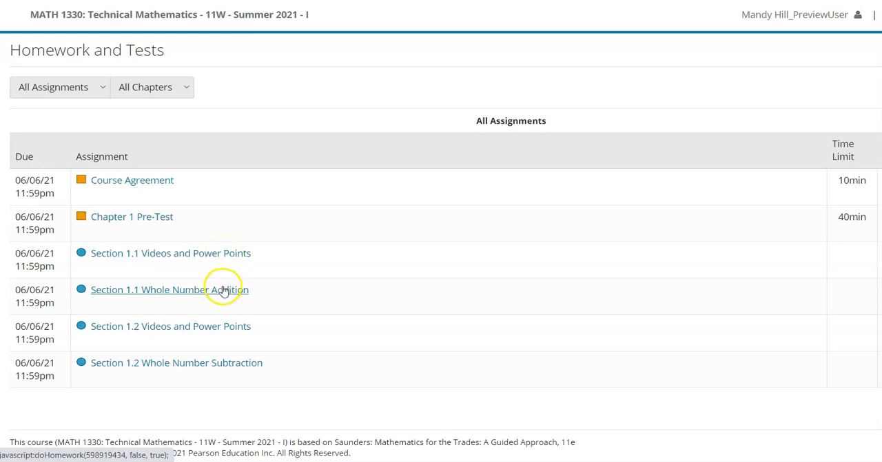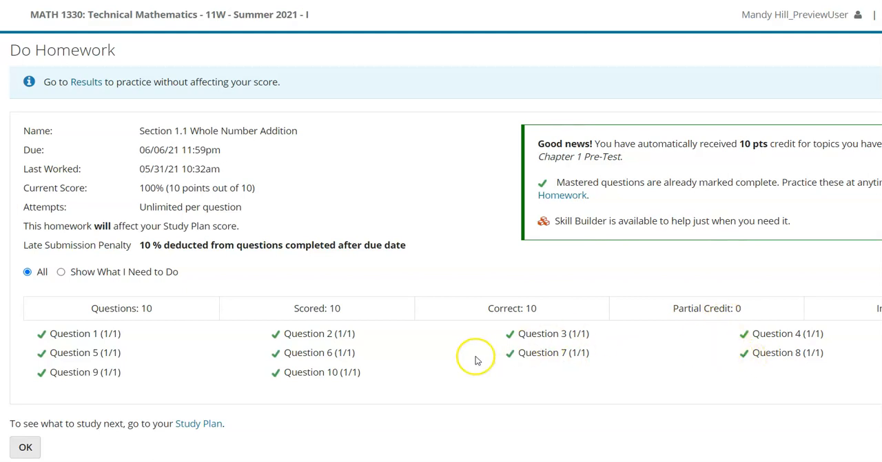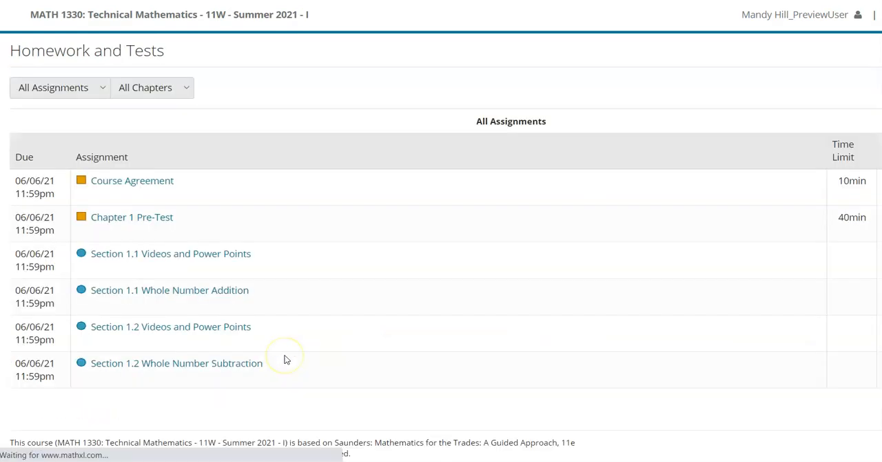So I'm going to open up the next section, and I'm going to look at it. And what I'm hoping is that maybe it marks some of my homework off, because I think I might have answered some questions right on the pretest about adding. And look, I answered all the questions right about adding on my pretest. So I don't have to do any homework because I got them right up front. Okay, so there's nothing I need to do on that one.